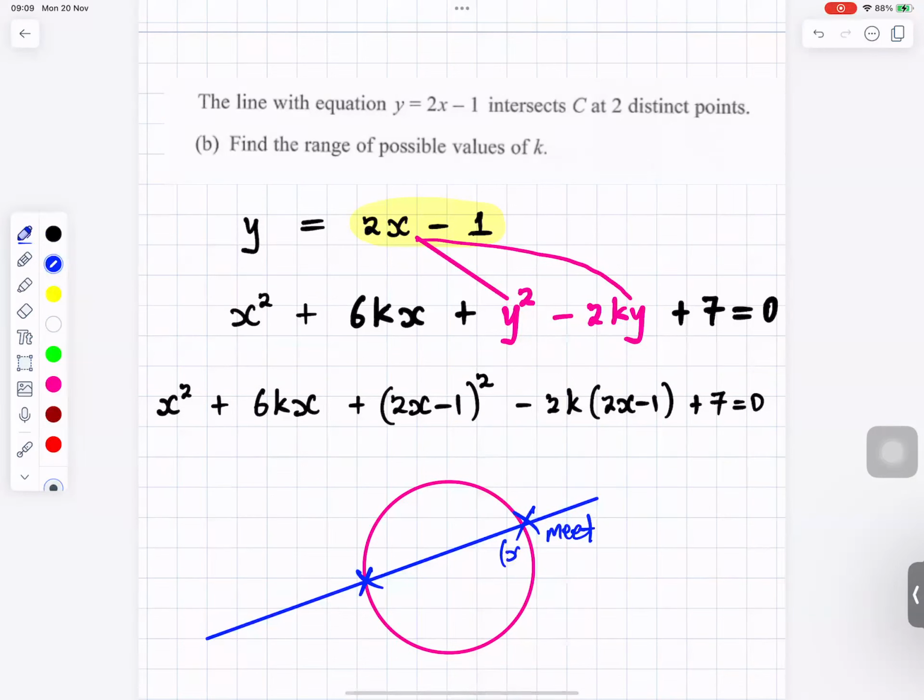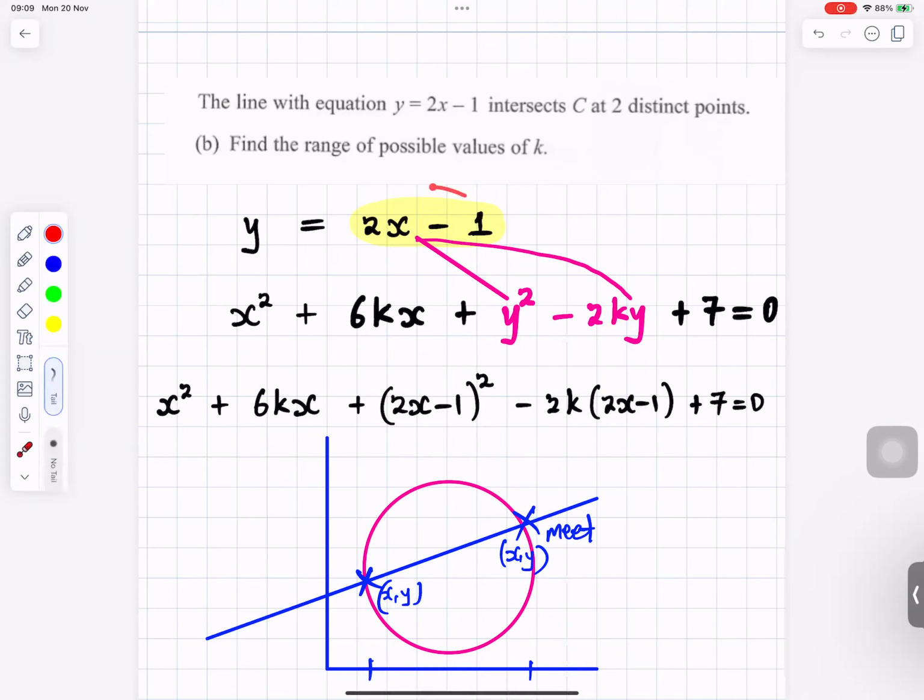So the coordinate there will be x, y. The coordinate will be x, y. And that's your y-axis, and that's your x-axis. So they want to find where they meet. That's the plan. So to solve this, we will take whatever we have for y and replace y in the equation for the circle. It's going to be long, and you have to be careful when you simplify it.